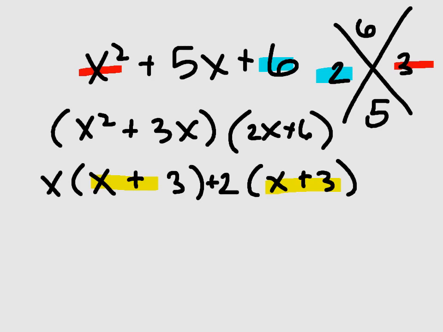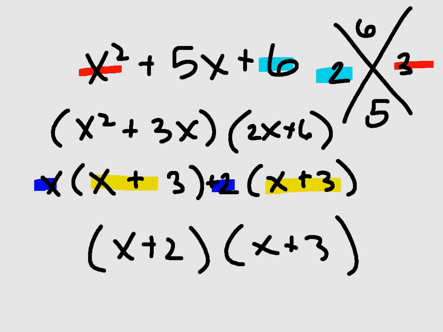So now we're going to group these two terms and then add them with the term we got twice. So we'll have x plus 2, x plus 3. And that's your final answer.